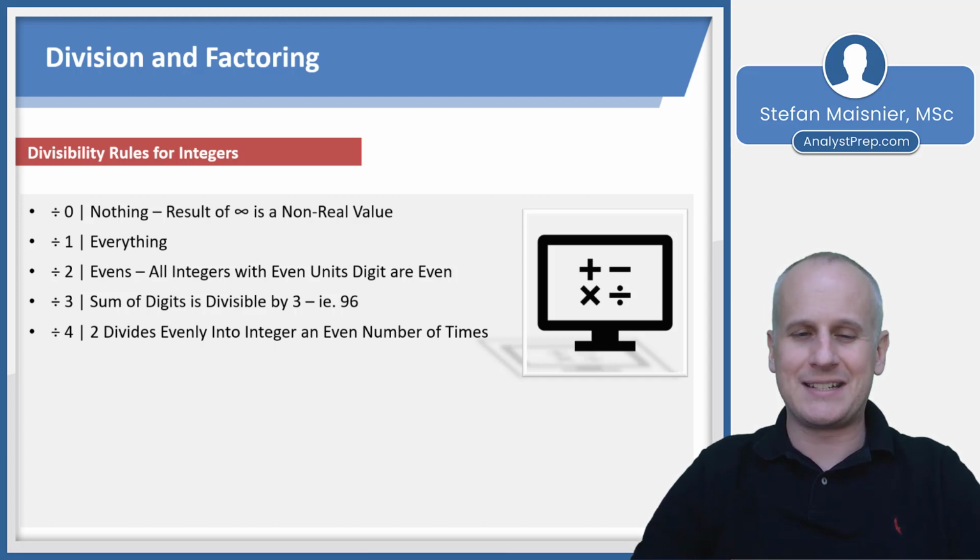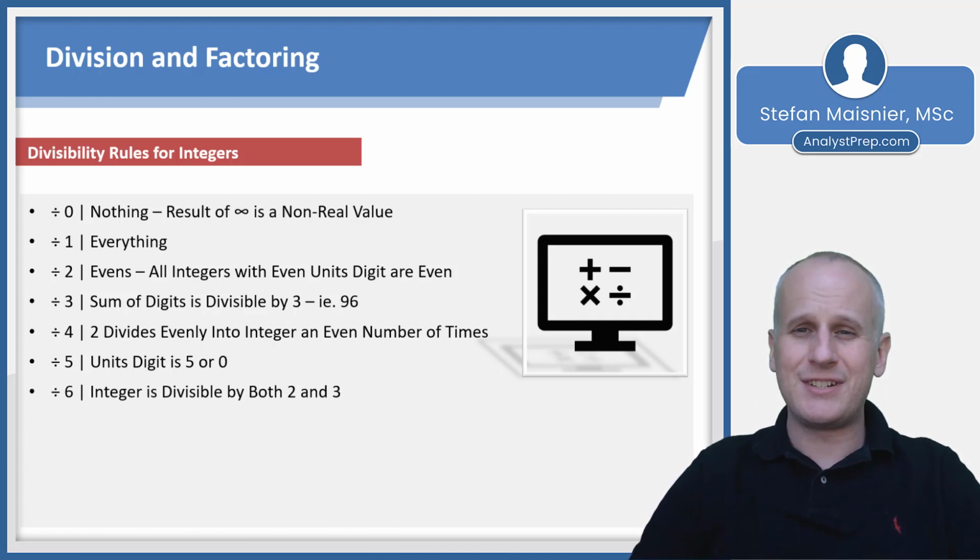Again, using 96, I can see that 96 divided by 2 would be 48. 48 also will be divisible by 2, so I can determine that 96 is divisible by 4 just by going, well, half of 96 is even, so I know it's going to divide in half again and produce another integer. 5 is probably the one people are most familiar with. If your units digit is 5 or 0, the entire integer is divisible by 5.